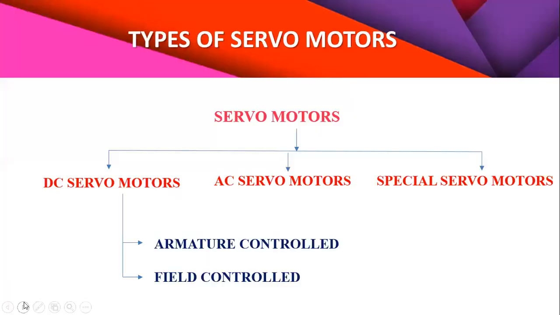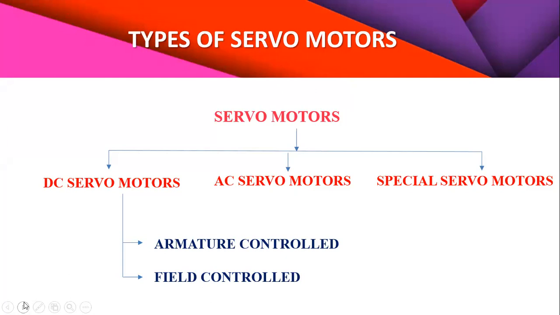Next, let me see the types of servo motor. Here the types of servo motor are mainly based on the source of supply. We have only two sources of supply: one is DC source and the other is AC source. Mostly in real-time applications, these two kinds of servo motors are used: DC servo motor and AC servo motor. In some rare conditions we can use special servo motors, also called hybrid servo motors.